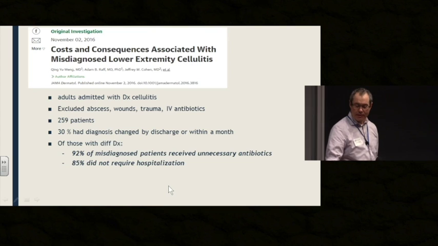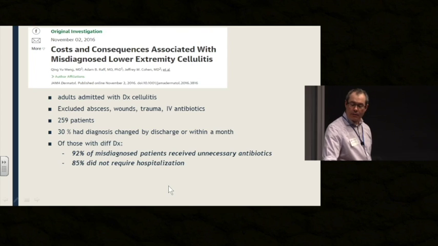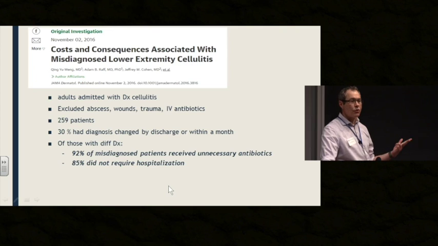But I've been following this literature because we're doing almost a similar study, and we're done the data collection portion of it, out of the OPAT clinic. Just looking at how complex most soft tissue infections are and how hard it is to have an accurate diagnosis. In this paper, they looked at adults who were admitted to a few different hospitals with a diagnosis of cellulitis. They excluded anybody who had an abscess or a wound or trauma or anyone who was already on intravenous antibiotics.